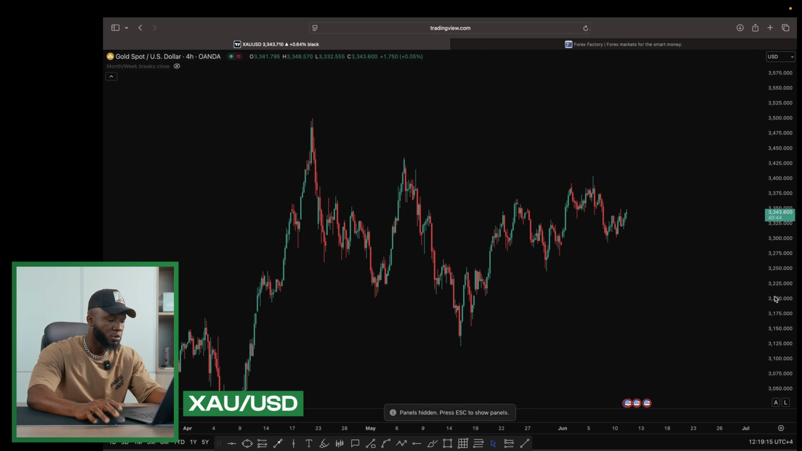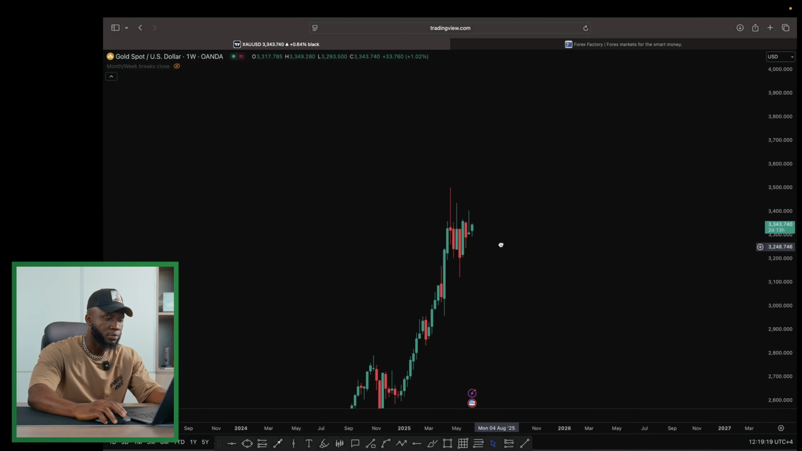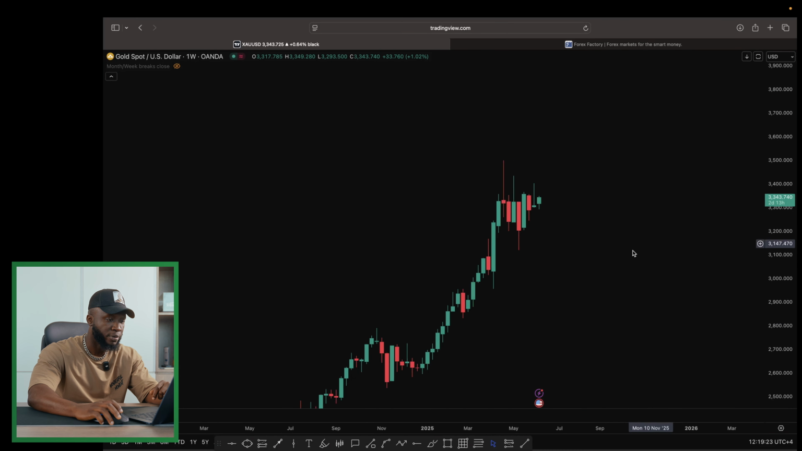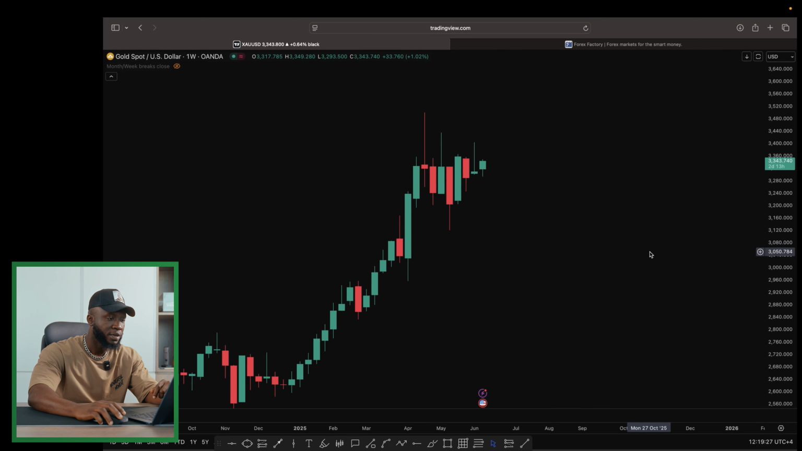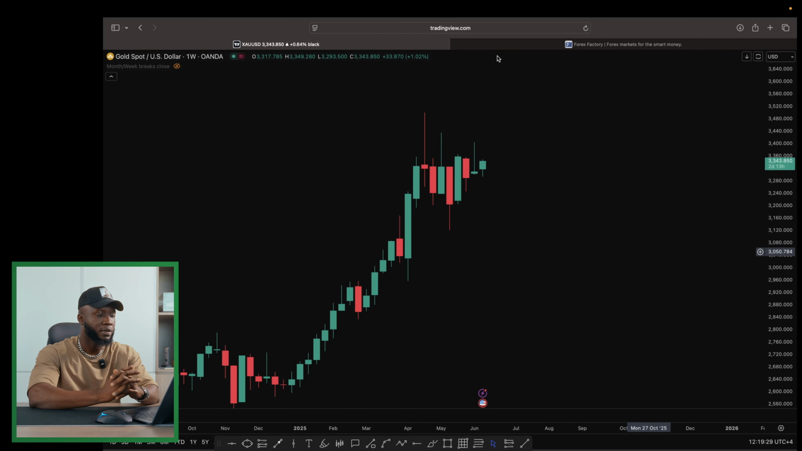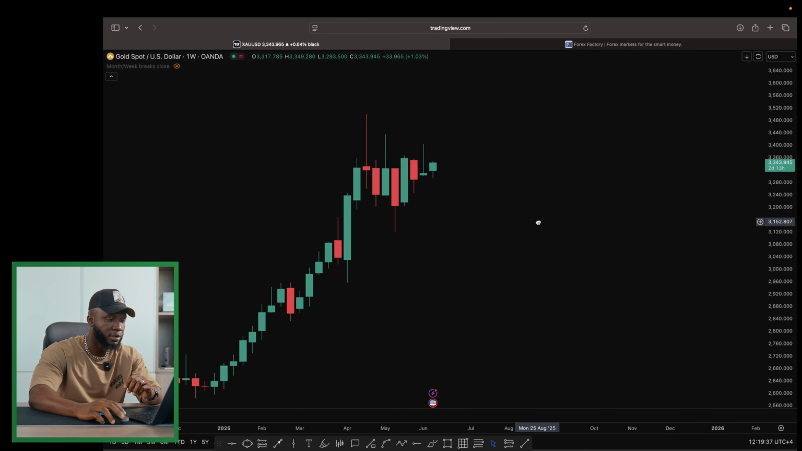With gold, we're also going to do a top-down analysis. The story of gold comes down to the weekly time frame. If you look at the weekly time frame right here, one thing you need to understand about the market is the language of the candlesticks. The language of the market is literally the candlestick. So you need to understand what each candlestick means and the break of each candlestick.